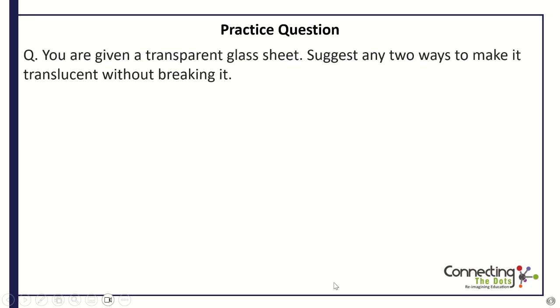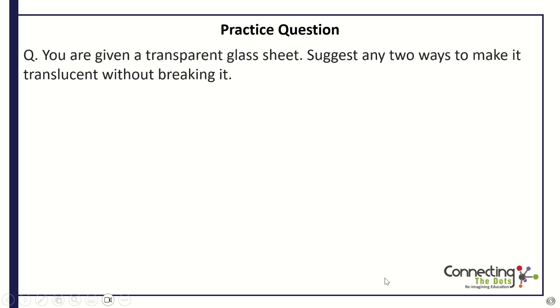You are given a transparent glass sheet. Suggest any two ways to make it translucent without breaking it. So we have a transparent glass sheet. Now, what are transparent objects? Those objects which allow light to pass through them are known as transparent objects. And translucent objects are those through which we can see, but not very clearly, and they allow light only partially, right? To make a transparent object into a translucent object, we can make the surface of the transparent object a rough surface.